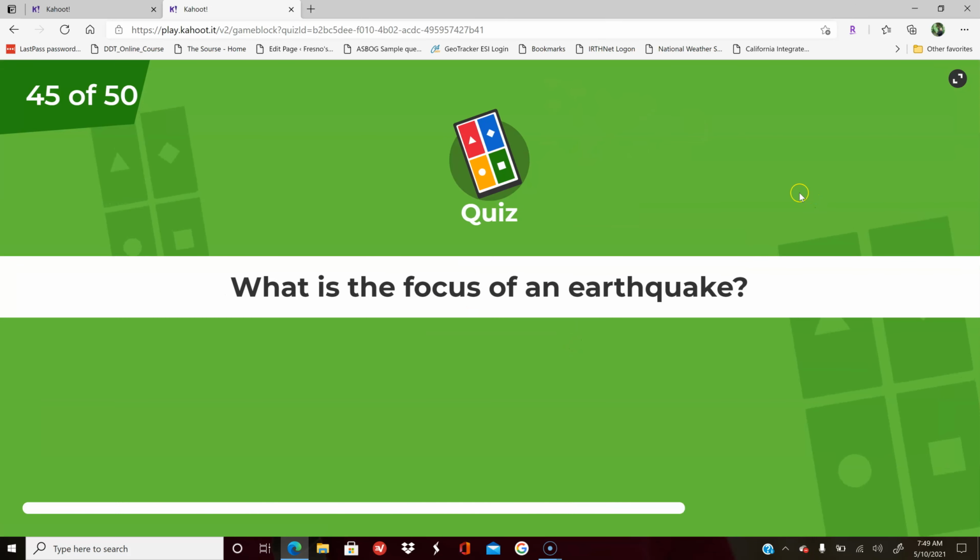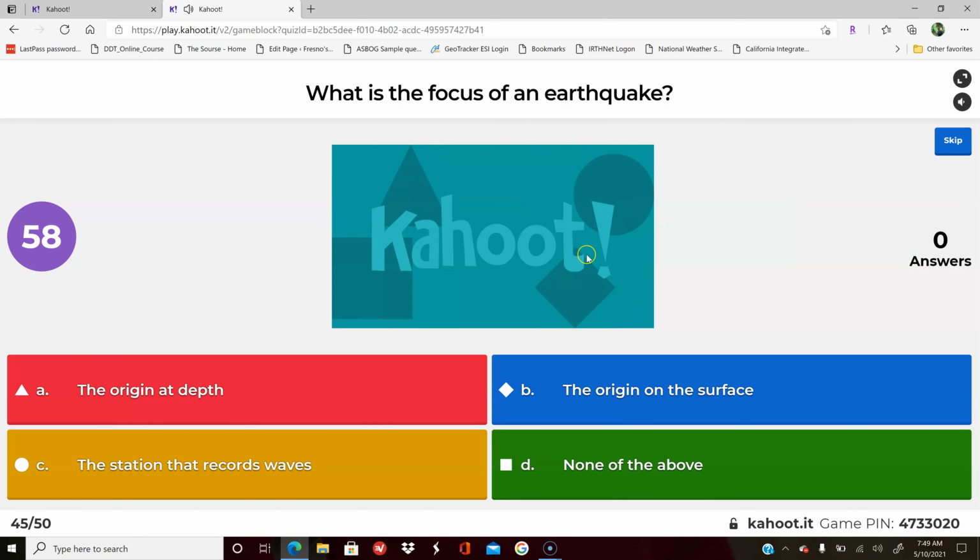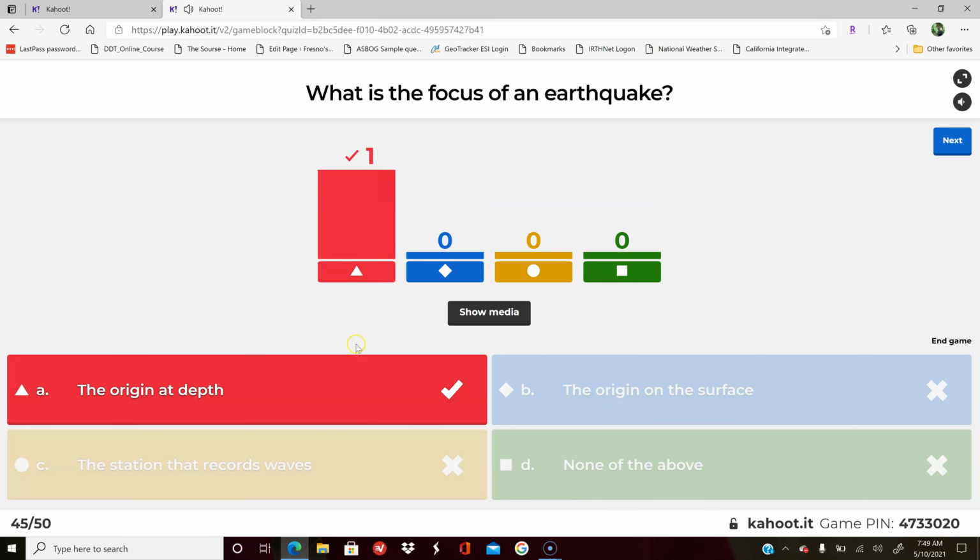What is the focus of an earthquake? The origin at depth, the origin on the surface, the station that records waves, or none of the above. So the focus is directly beneath the epicenter, and it is the origin at depth. The epicenter is the origin on the surface, which is what they talk about in the news a lot, but the focus is directly below that at depth.